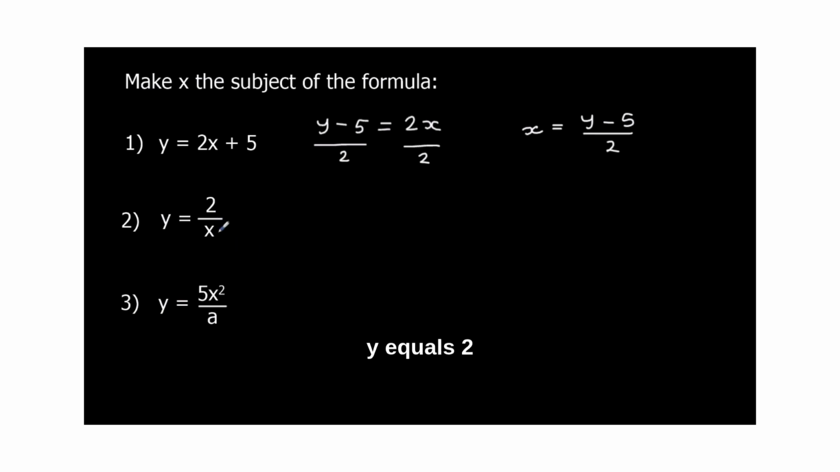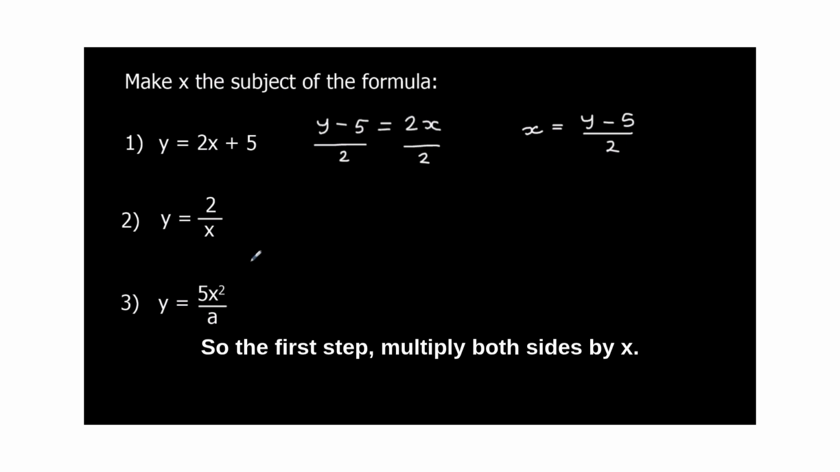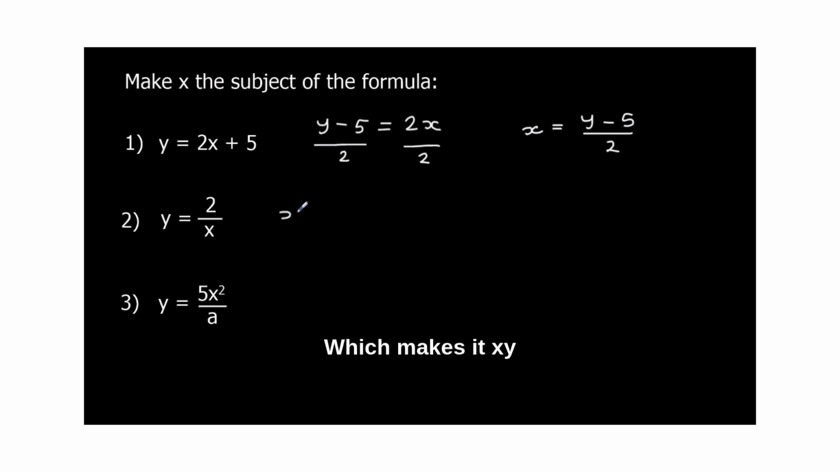Question 2, y equals 2 over x. I don't want x on the bottom, so the first step, multiply both sides by x, which makes it xy equals 2. So I've got x times y at the moment. I need to get rid of the y, so the opposite of times is divide. So x equals 2 over y. Divide both sides by y.